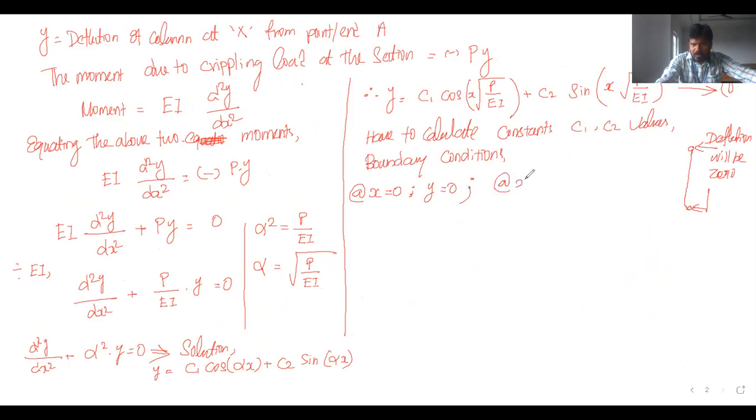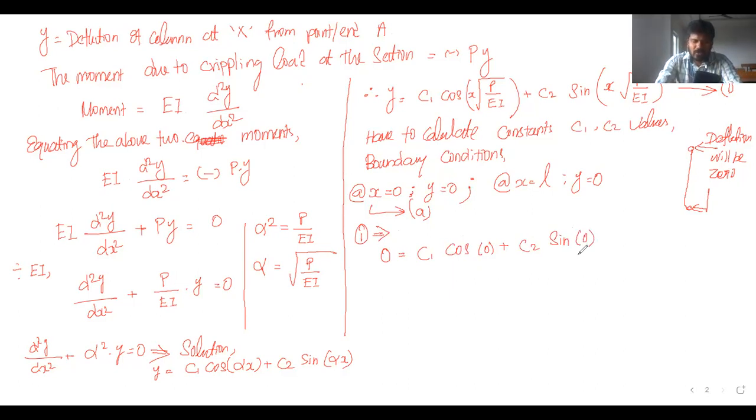And at x equal to L, then y is equal to 0. By using these equations, we are going to find the C1 and C2 values. So substitute these equations. I'm going to take this as A. If I substitute A, x equal to 0, y equal to 0, the equation number 1 becomes y equal to 0, C1 into cos 0 plus C2 into sin 0.